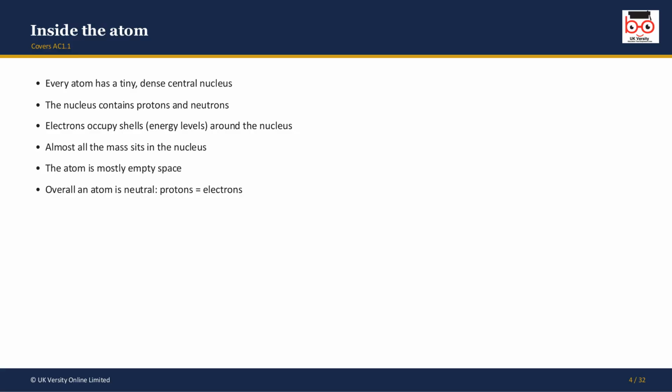Every atom has a tiny, dense nucleus made of protons and neutrons, and around it electrons occupy shells, or energy levels. Almost all the mass is packed into that nucleus, while the atom as a whole is mostly empty space. And because the number of protons equals the number of electrons, the atom overall is electrically neutral.